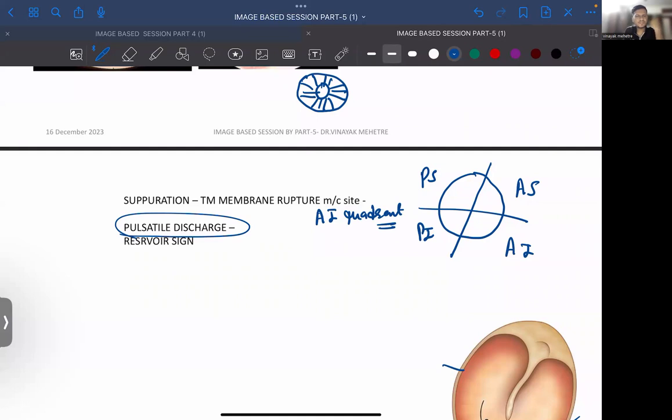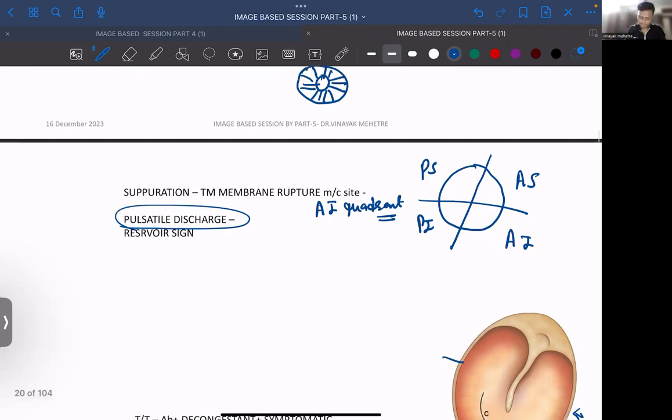Okay, इसी को बोलते हैं pulsatile discharge. ठीक है. और इसी को बोला जाता है रिजर्वायर साइन. रिजर्वायर का मतलब क्या होता है? There is one reservoir, पानी की टंकी है, वहां से पानी बाहर आ रहा है, water is coming out of a tank, right? So वो क्या हुआ? Reservoir for the water. Same over here, reservoir for the fluid, infective fluid, middle ear, वहां से क्या हो रहा है? पानी बाहर आ रहा है, water is coming out, so इसे बोलेंगे हम रिजर्वायर साइन, right?